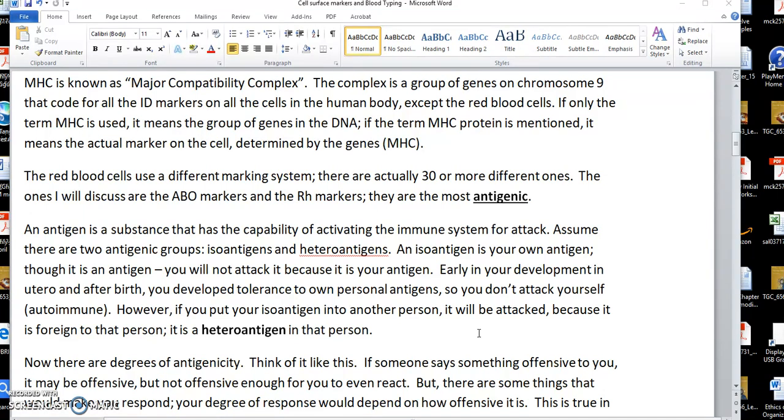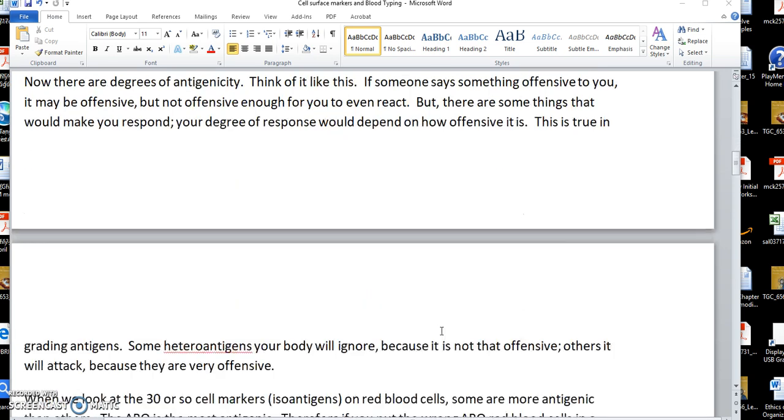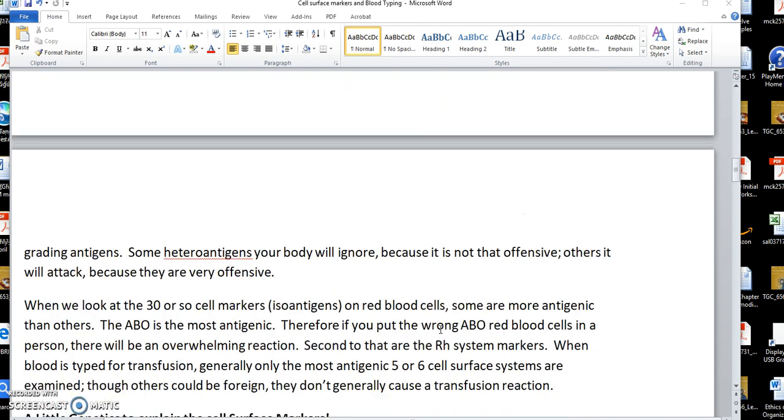Generally, when we type and transfuse blood, red blood cells, they're only looking at 5 to 6 of the most antigenic. So you have like the RH, the ABO, the KEL, the KID, the Stewart, the Duffy, the MEN. There are various systems. Of course, all we will primarily discuss is the ABO and RH.